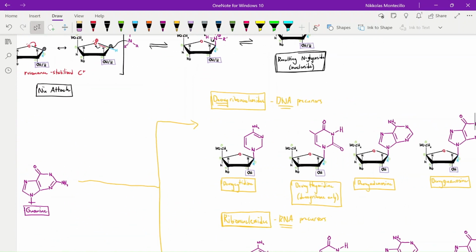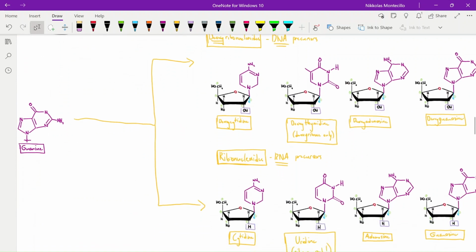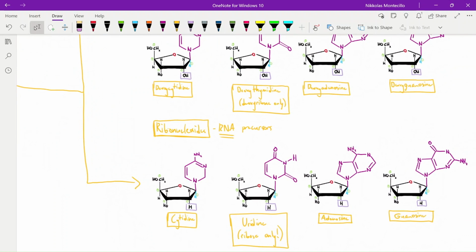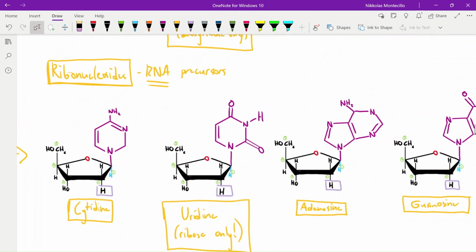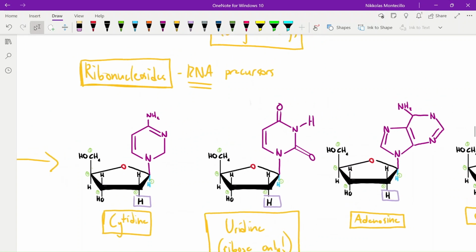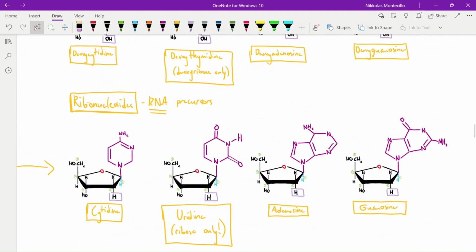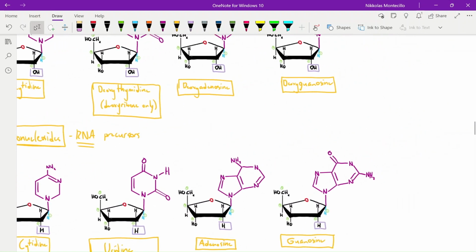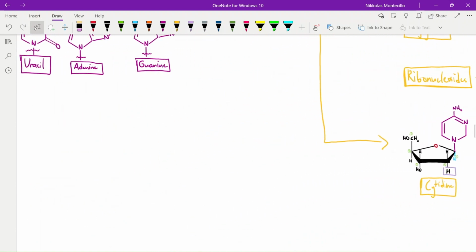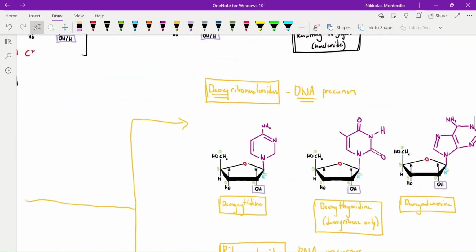Now, for ribonucleosides or RNA precursors, we see here that there's cytidine, uridine, which is only present for ribose molecules, and we can see that for all of the ribose molecules shown here, there is a hydroxyl group at carbon 2, so we just refer to these as ribose. There's adenosine, which contains the adenine nitrogenous base, and guanosine, which contains guanine.